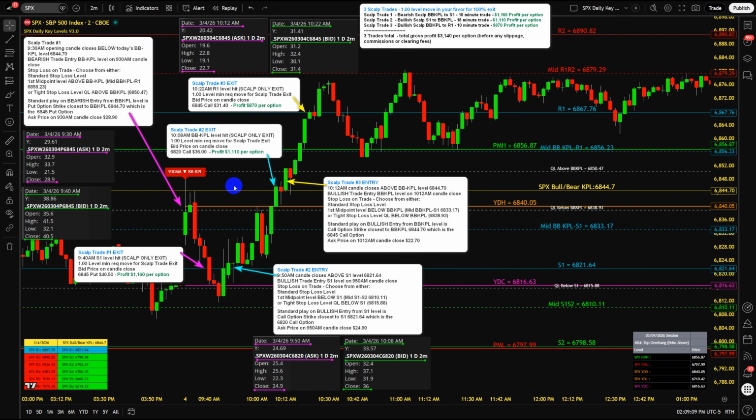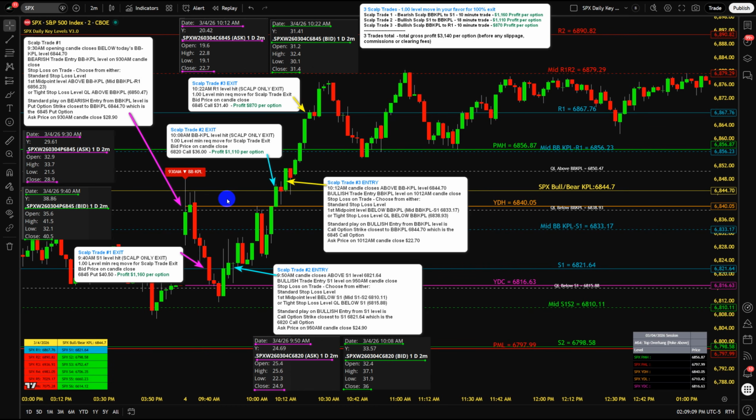Okay, as you see here, we have an alert label that came up for the 9:30 a.m. BBKPL for a close below on the 9:30 a.m. candle. This filter is a special filtered alert that's only for the 9:30 a.m. BBKPL level, and it also comes with an acceptable range filter, which basically keeps you out of bad trades.